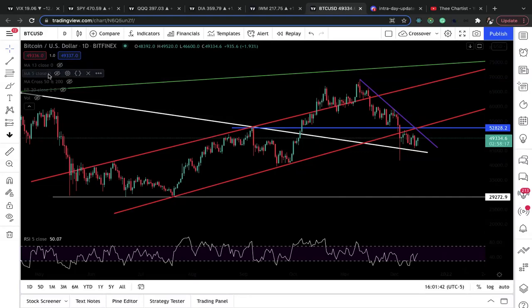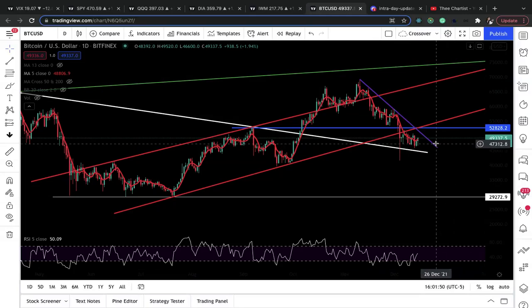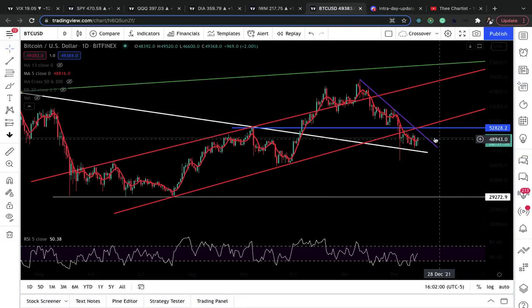Bitcoin's showing some life. Where's the 5-day moving average at? Look, it's currently above the 5-day moving average, but there's still 2 hours and 58 minutes left in the trading time for Bitcoin. It's at the 5-day moving average at 48.8K. So if Bitcoin can finally close above that 5-day moving average, that's a sign that we can get some type of relief rally to the upside. Other than that, I'm still bearish. I will not be looking to enter Bitcoin until it gets back above 52.8K.